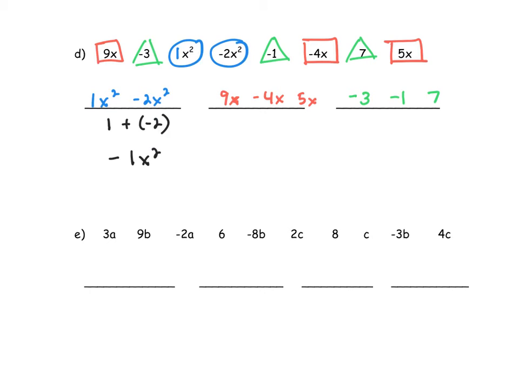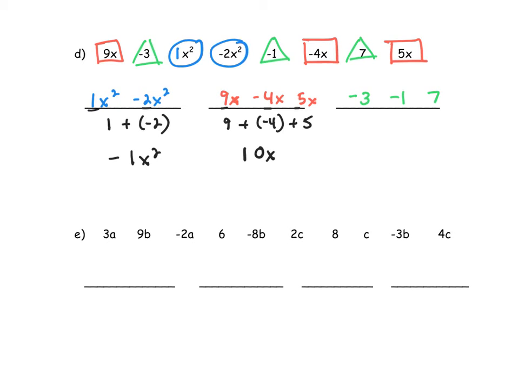If you said negative 1x squared, you're correct. In fact, the high school way to write this is just negative x squared. Please tell me what this next group would be, what it would look like after you combine the like terms.